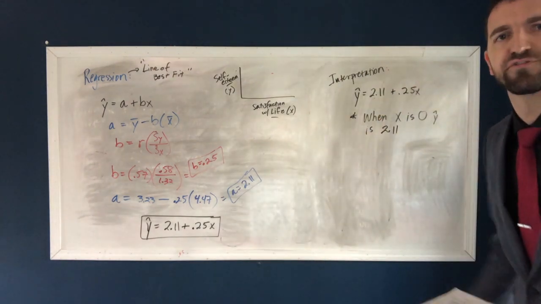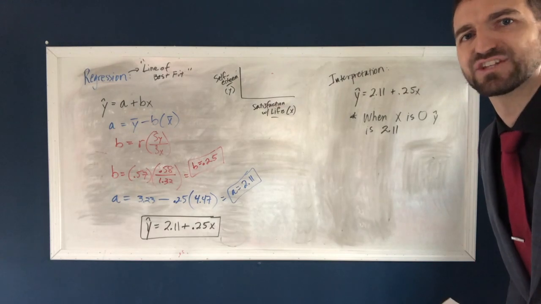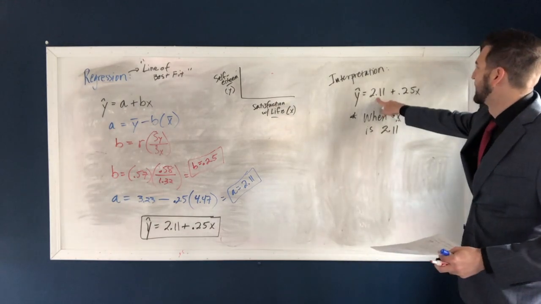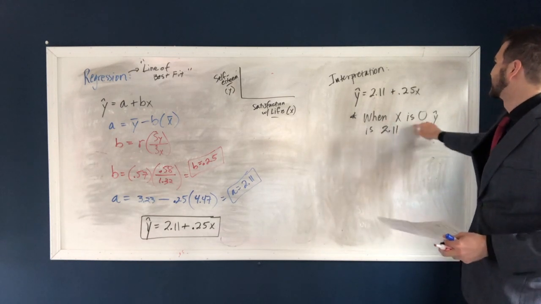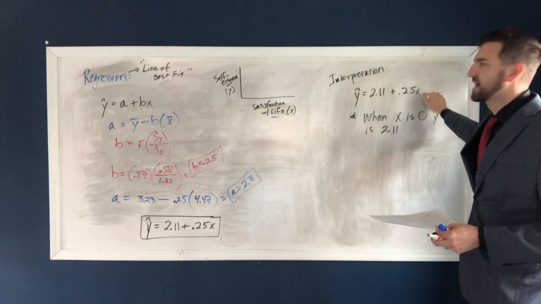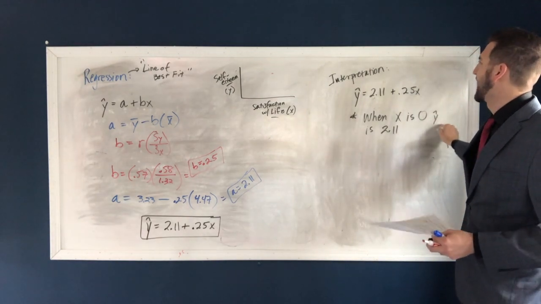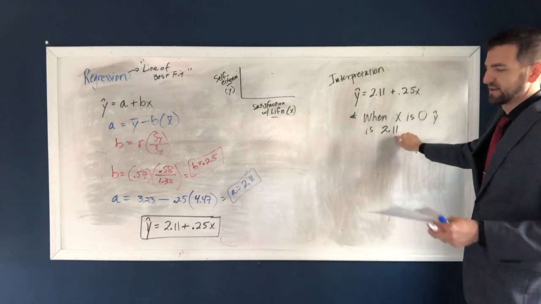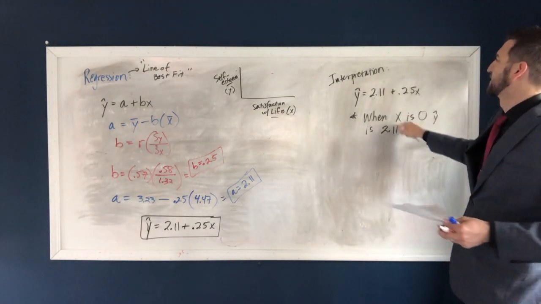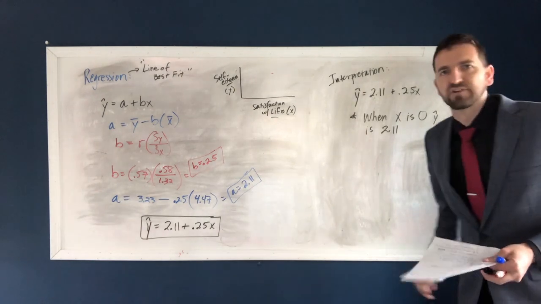Okay, our first interpretation is the interpretation for the y-intercept. This is the y-intercept. When x is 0, so plug 0 in for x, 0.25 multiplied by 0 is 0, y hat is 2.11. So all you're doing is you're throwing in 0 there and seeing what the y-intercept is.